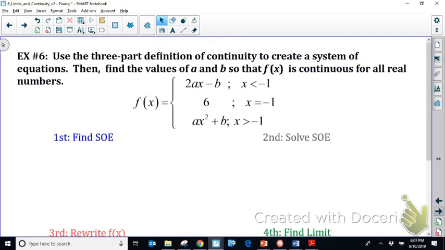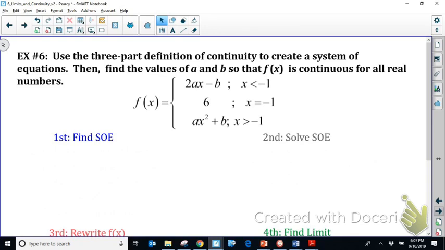Now here, again, we're going to be using the three-part definition of continuity that calculus has given us to create a system of equations, and then to find the values of a and b so that the function will be continuous for all real numbers. So we want the piecewise function to be continuous along the linear piece, the constant piece, and the quadratic piece.